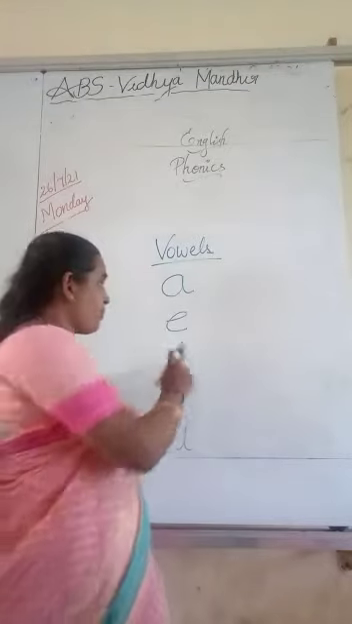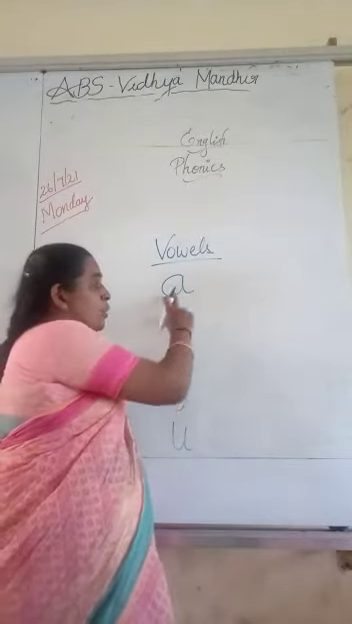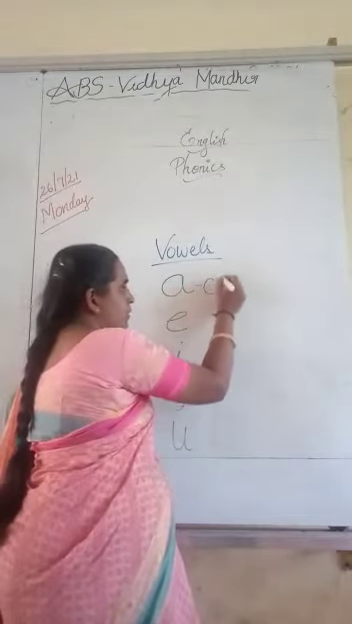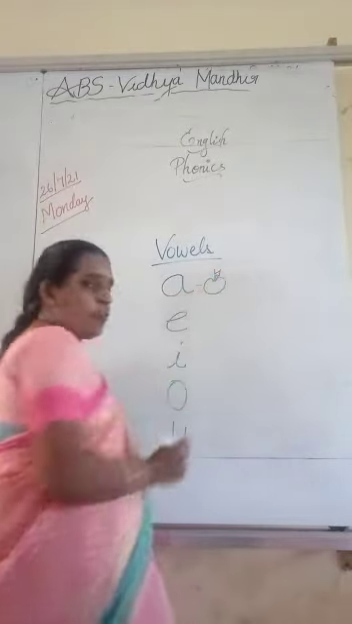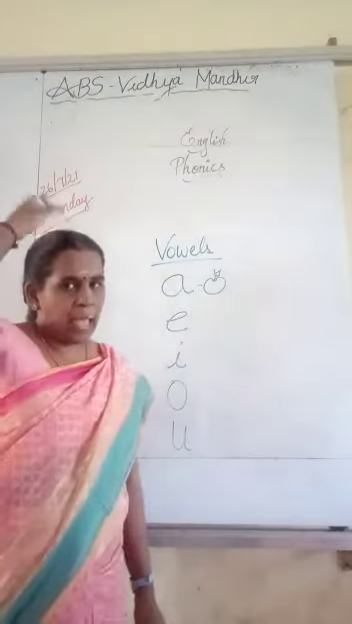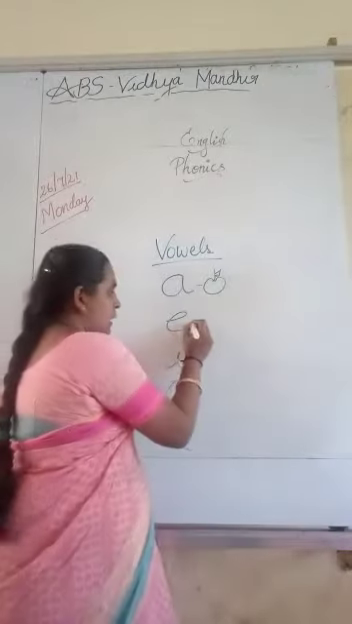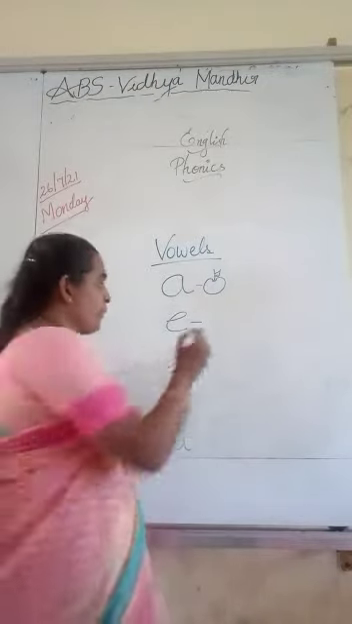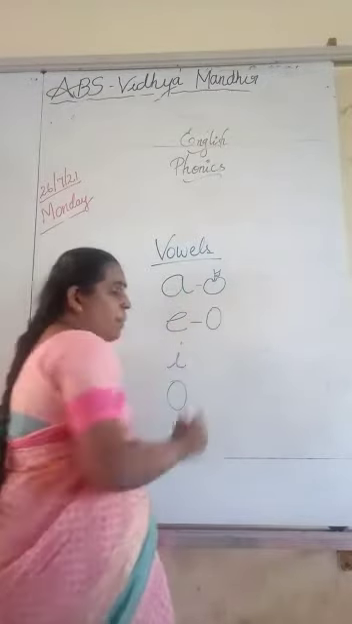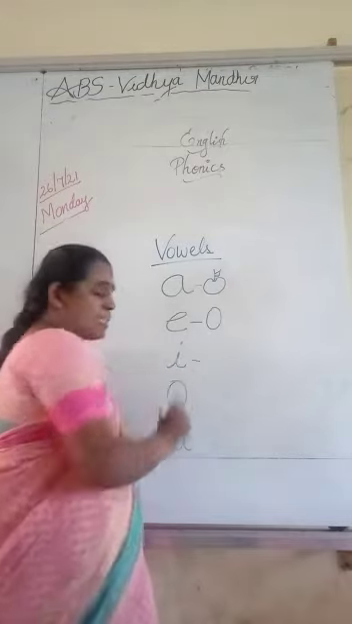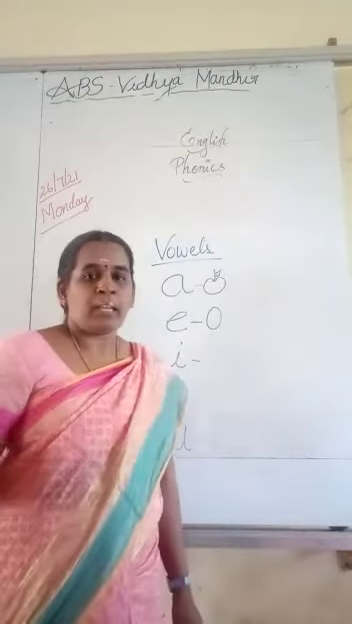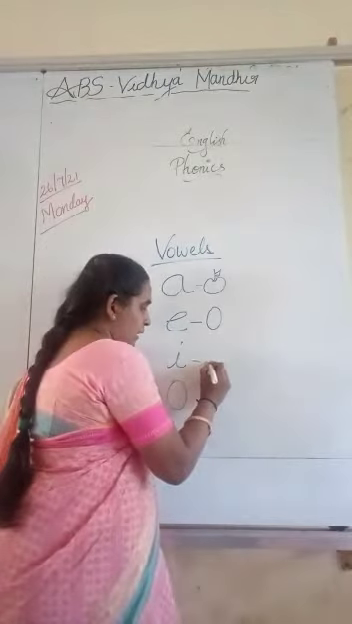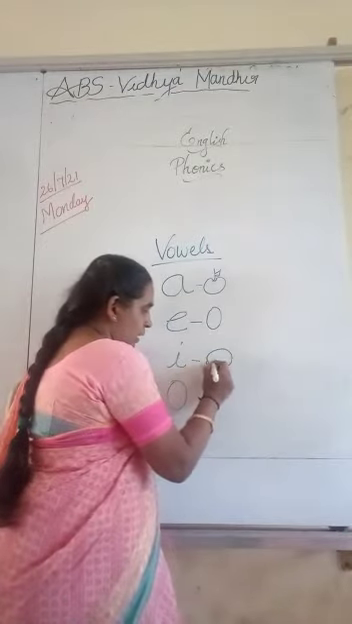To remember the A sound, you can go for apple. A, apple. E sound. E, egg. Remember egg. I sound. I, igloo.